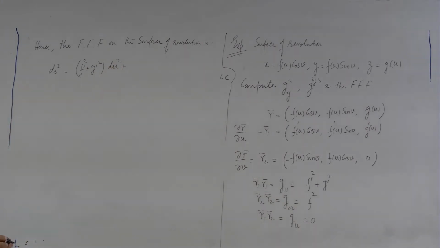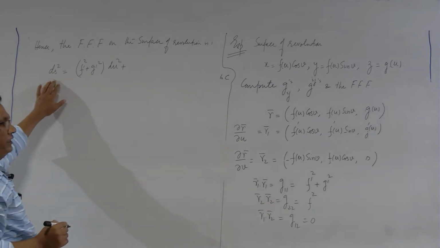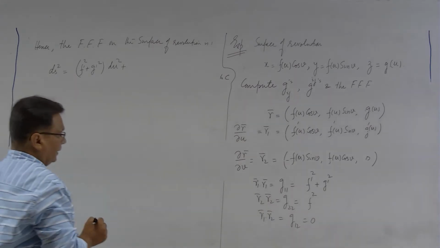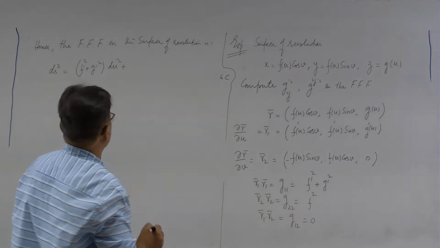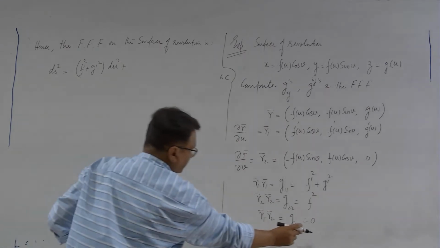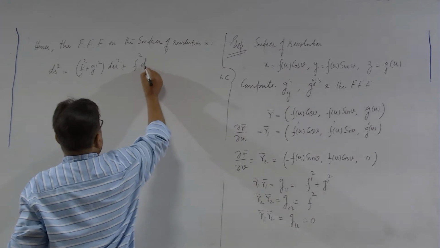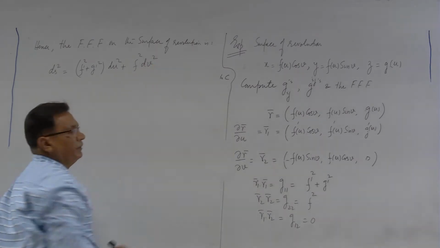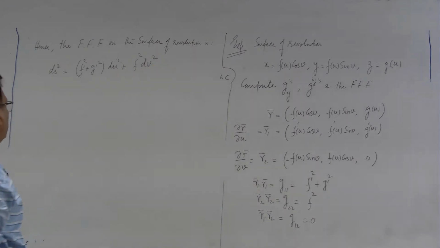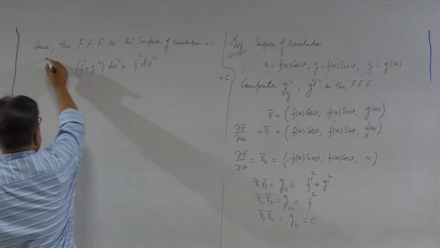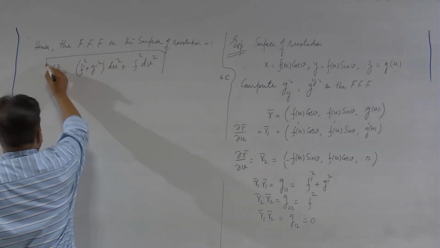Since G12 is 0, the middle term of the first fundamental form will be 0. The third term is G22, G22 is f square into dv square, the second parameter being v. So, this is the first fundamental form over a surface of revolution.